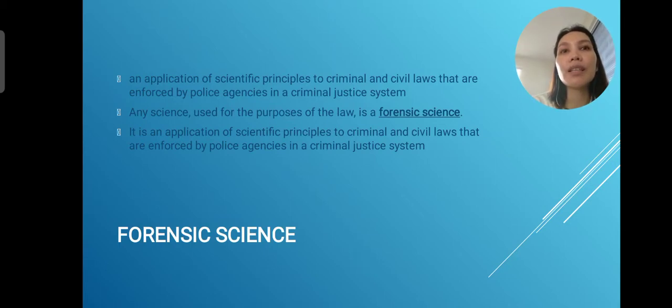So, it is an application of scientific principles to criminal and civil laws that are enforced by the police agencies and other law enforcement agencies in a criminal justice system. So, you being criminology students, you know what criminal justice system is. Diba? So, nandyan yung mga courts, correction, law enforcement, prosecution. Okay? So, kayo bilang community also and students of criminology are part of the criminal justice system.